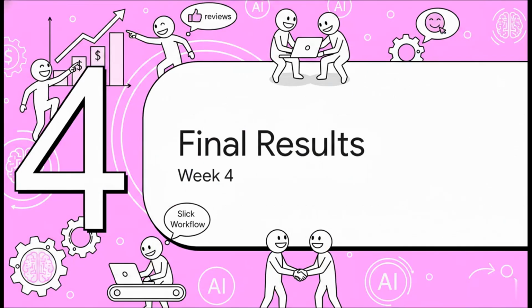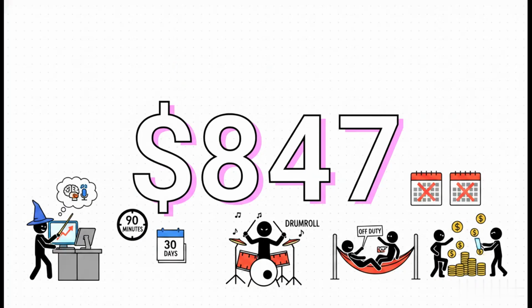All right, section 4, the final results reveal for week 4. We are in the final stretch here. I had reviews, a slick workflow, and even a handful of repeat clients coming back for more. It is time for the final results reveal of this 30-day case study. Drum roll, please. After 30 days, my total income landed at exactly $847. And get this, during this final week, I was working an average of only 90 minutes a day on this side hustle. Some days were even less, and 2 days I didn't touch it at all.